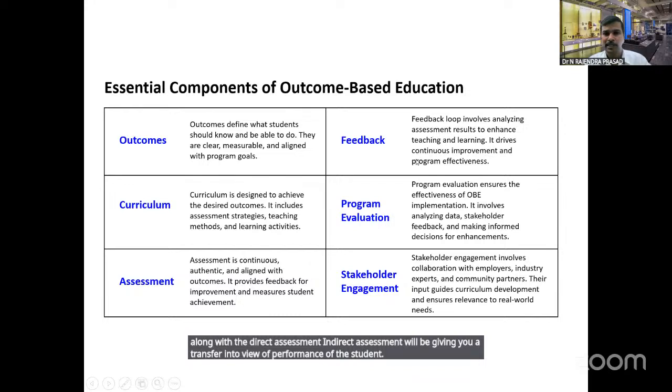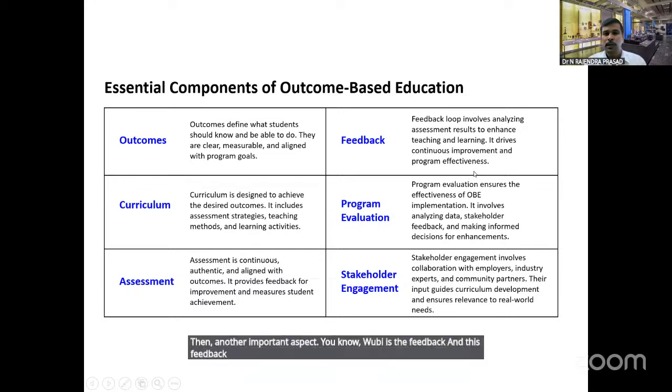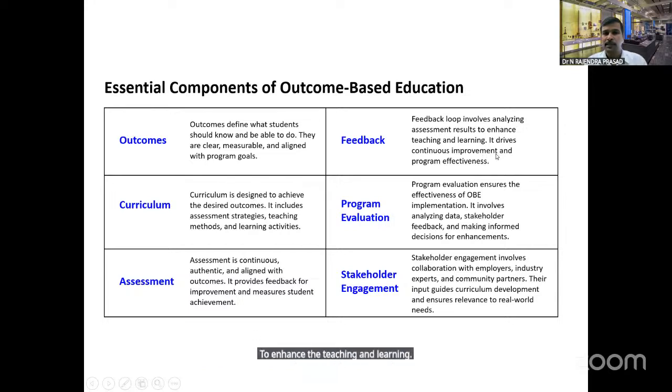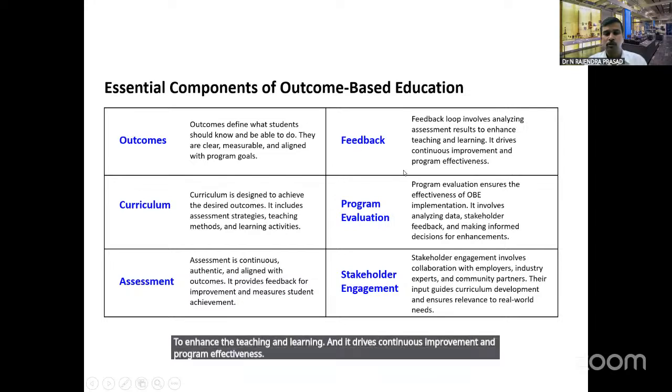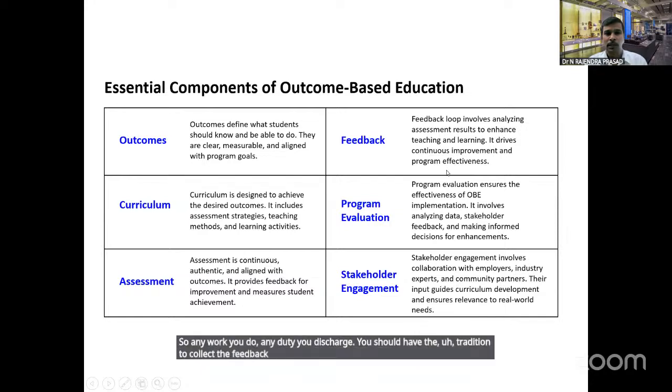Then another important aspect in OBE is the feedback. This feedback loop involves analyzing the assessment results to enhance the teaching and learning, and it drives continuous improvement and program effectiveness. So any work you do, any duty you discharge, you should have the tradition to collect the feedback so that the needed instruments or implements can be incorporated to the curriculum or teaching learning methodology or whatever it is.